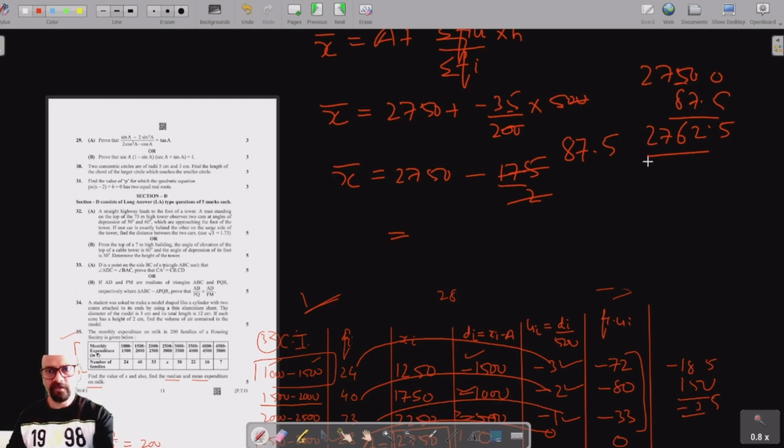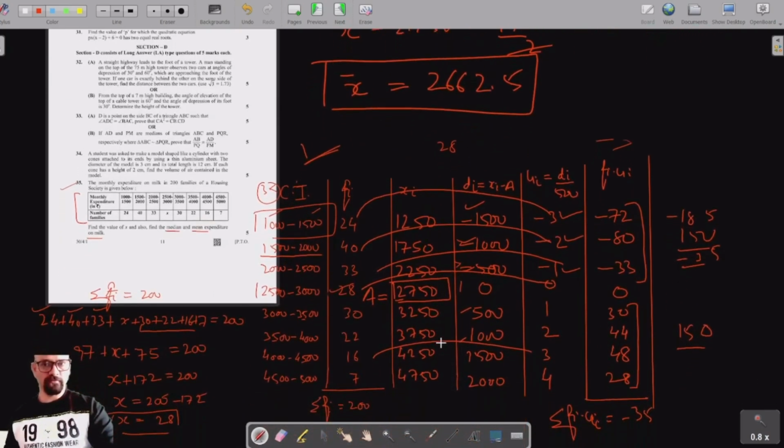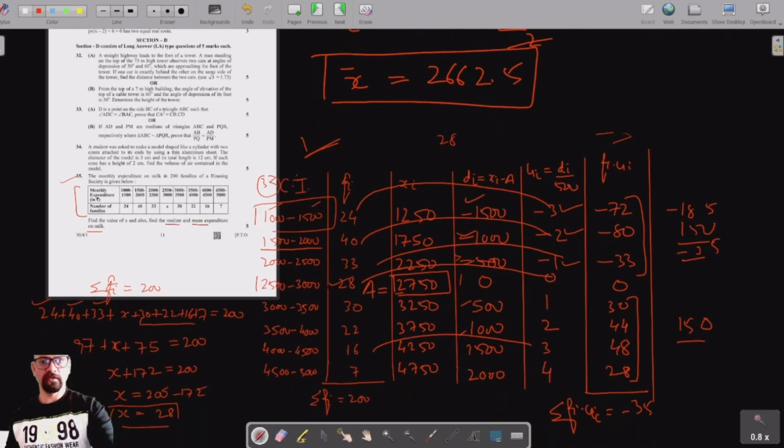Okay, so this is actually, okay, sorry, this is actually 10 minus 5 is 5, 9 minus 7 is 2, 14 minus 8 is 6, 6. So 2662.5 is the mean. And this is also question number 35. Let's move on to question number 36.